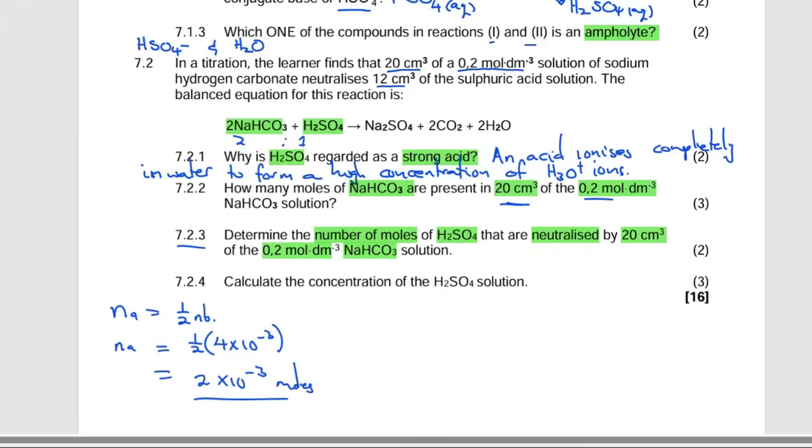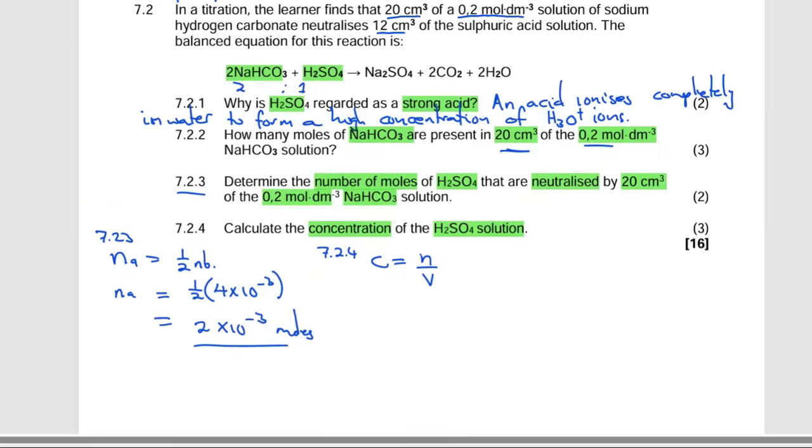Then to proceed to question 7.2.4, which says calculate the concentration of H2SO4 in solution. By formula, concentration is equivalent to the number of moles over the volume. The number of moles we already calculated is 2 times 10 negative 3, built up from question 7.2.3.